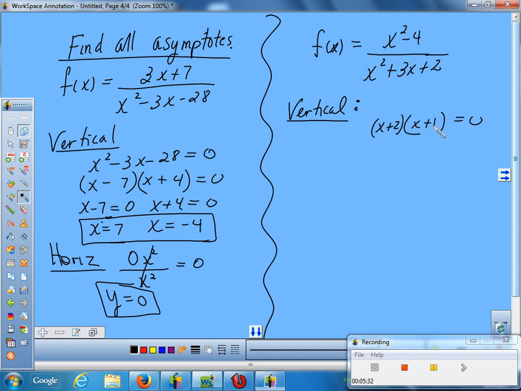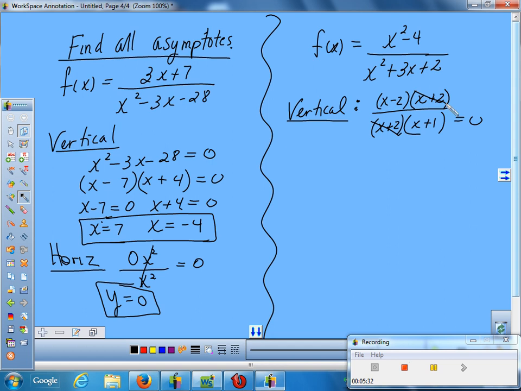Did anybody notice anything special about the top? The top also factors, doesn't it? So therefore, I would have what on top? x minus 2 and x plus 2. What would happen? The x plus 2 cancels out. So here's the question. Negative 2 made the denominator equal 0. So is it a vertical asymptote or not?